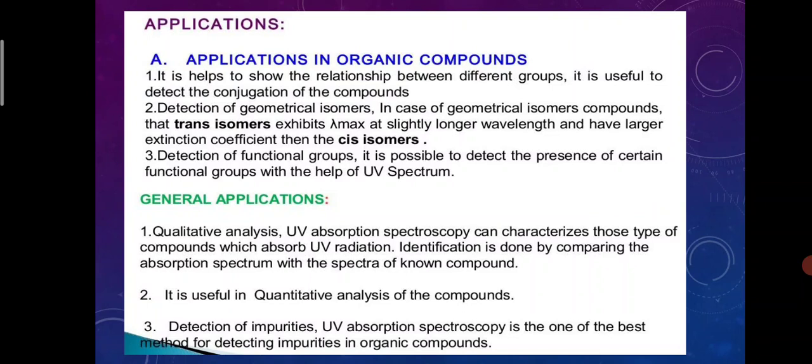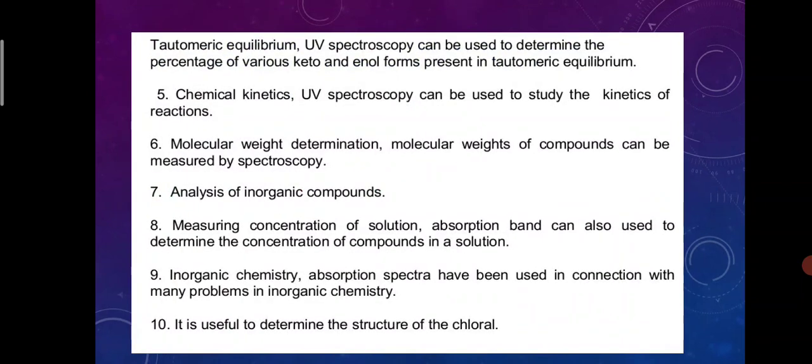The detection of impurities. UV absorption spectroscopy is one of the best methods for detecting impurities in organic compounds. The tautomeric equilibrium. UV spectroscopy can be used to determine the percentage of various keto and enol forms present in a tautomeric equilibrium. The chemical kinetics. UV spectroscopy can be used to study the kinetics of a reaction. The molecular weight determination. The molecular weights of compounds can be measured by spectroscopy.